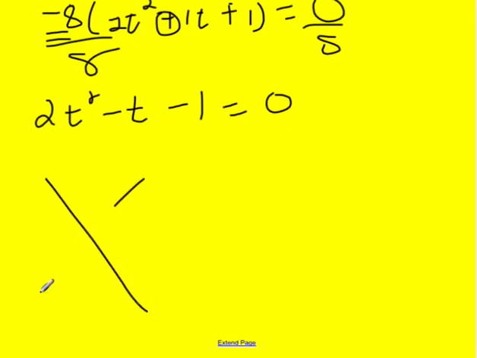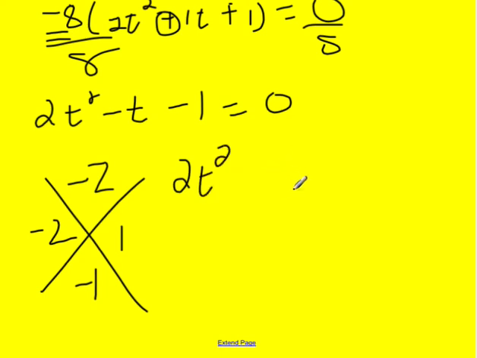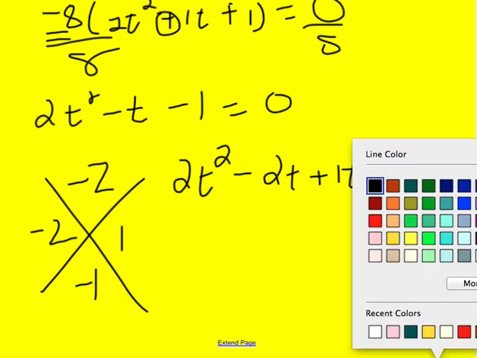Okay, so next I'm ready to factor. So I'm going to set up my x. I'm multiplying to a negative 2 and adding to a negative 1. So that's going to be a negative 2 and a positive 1. So now I'm going to use that to split up my t term. And now I'm ready to factor by grouping. So I'm going to go ahead and make my two groups.